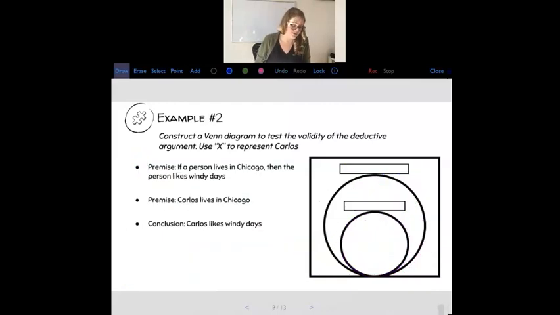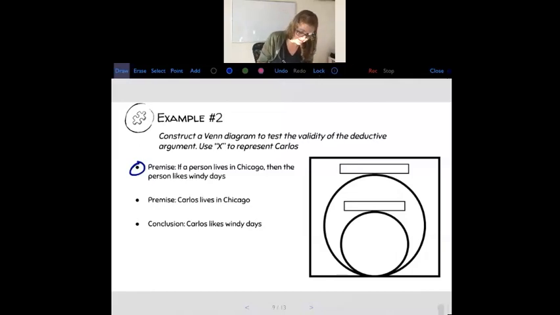Example 2, construct a Venn diagram to represent the validity of the deductive argument. Use X to represent Carlos. Okay, if a person lives in Chicago, then the person likes windy days. Premise 2, Carlos lives in Chicago. Conclusion, Carlos likes windy days. So premise 1 allows us to construct the subset Venn diagram and determine which way it's talking about.